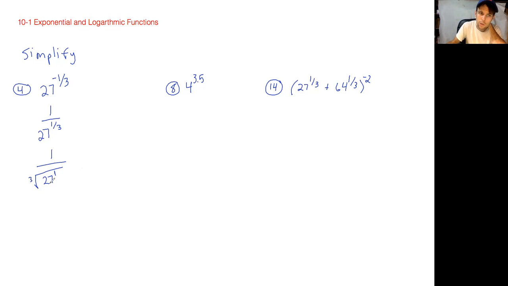Well, in the end, the cube root of 27 is going to be 3, right? Because 3 to the third power, 3 cubed, is 27. So in the end, we end up with 1 over 3.